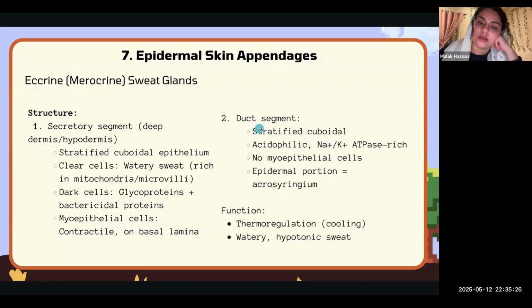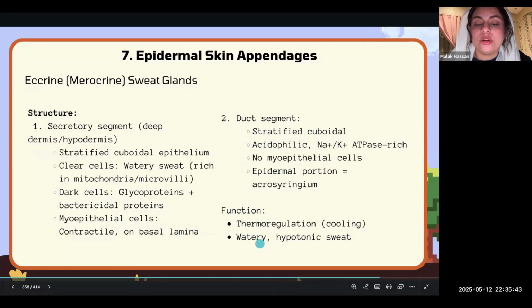And the duct segment has stratified cuboidal epithelium, and it's acidophilic. No myoepithelial cells in the ducts, and the epidermal portion has the acrosyringium. Now, the functions are thermoregulation, for cooling, and watery hypotonic sweat.